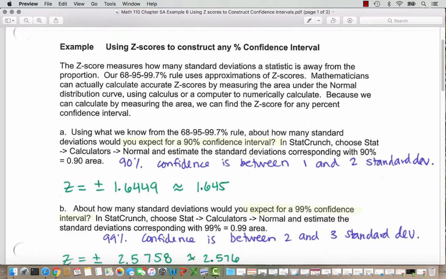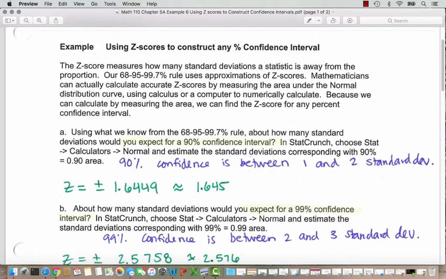Our 68, 95, 99.7% rule, also known as the empirical rule, uses approximations of z-scores. So mathematicians can actually calculate accurate z-scores by measuring the area under the normal distribution curve using calculus or a computer to numerically calculate. We're going to let the computer do the numerical calculations for us. With calculus, this can even be a bit of a tedious calculation. So we like to outsource calculating areas to a computer.